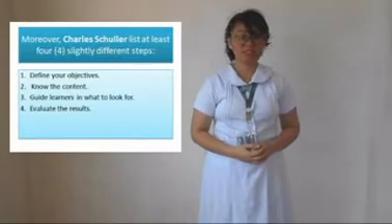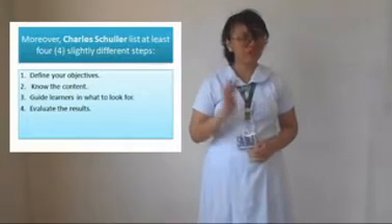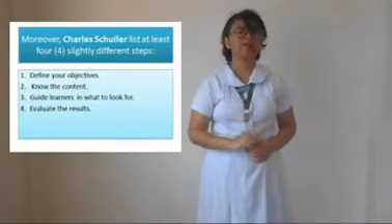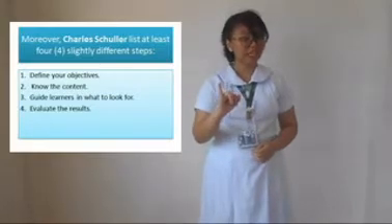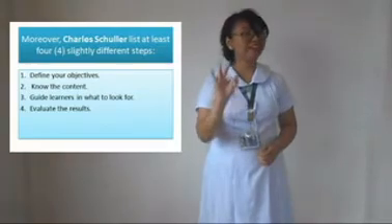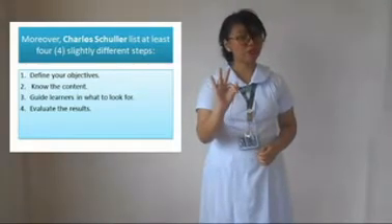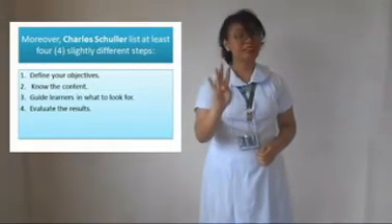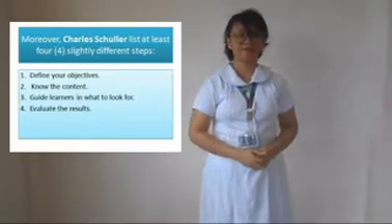Moreover, Charles Kohler lists at least 4 slightly different steps. Number 1, define the objectives. Number 2, know the content. Number 3, guide learners in what to look for. And number 4, evaluate the results.